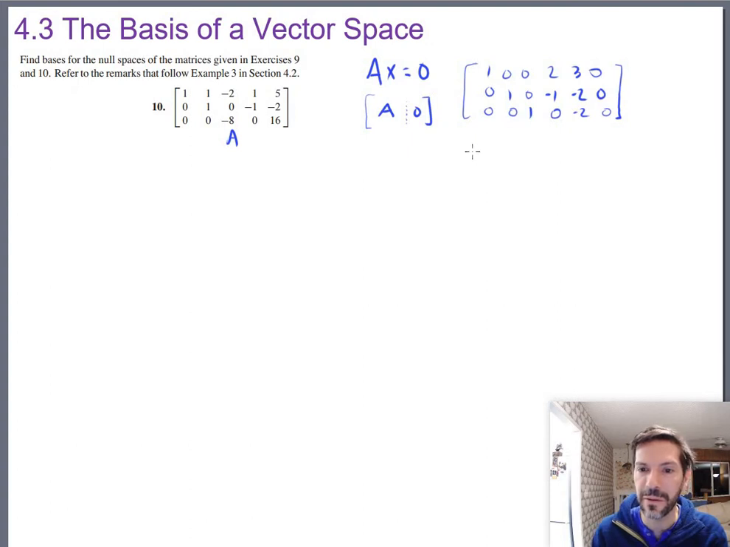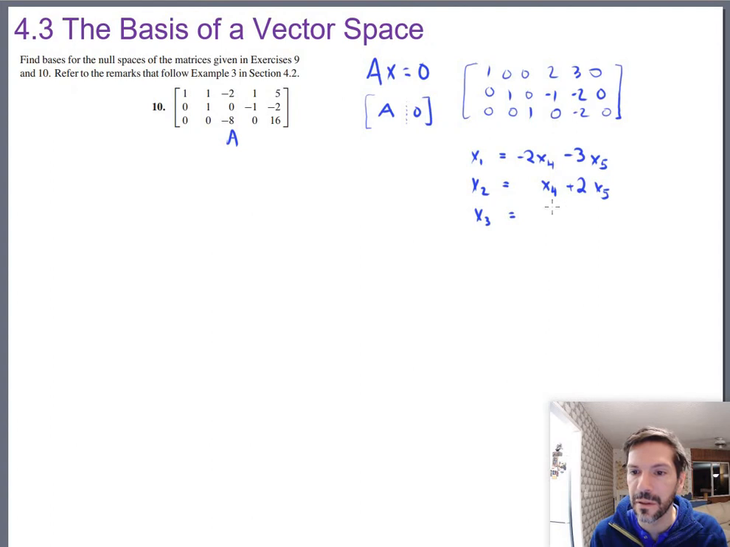Again, that first row says x1 plus 2x4 plus 3x5 equals 0. I'm going to move the other terms over to the other side. So x1 equals minus 2x4 minus 3x5, and the next one would be x2 equals x4 plus 2x5, and the last one would be x3 equals 2x5.